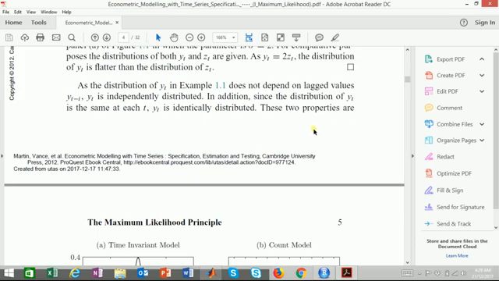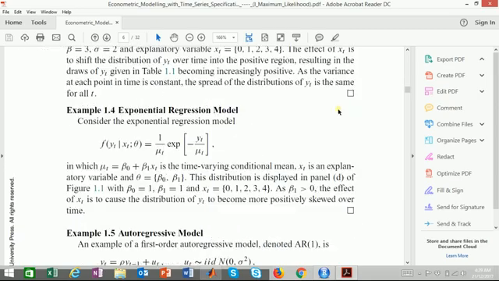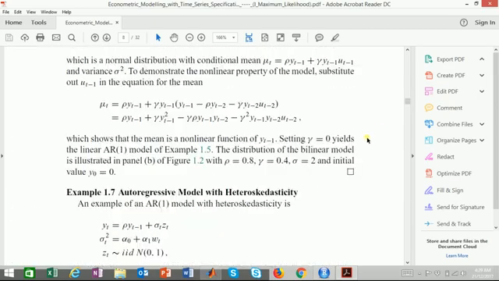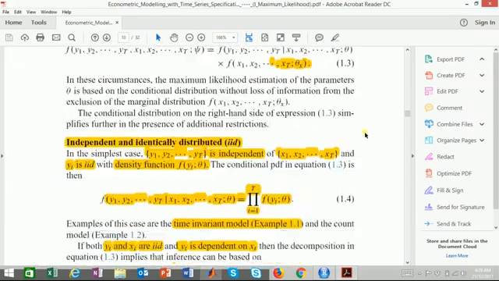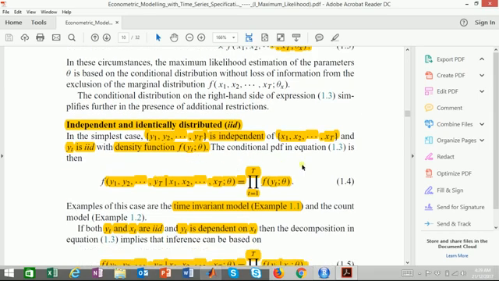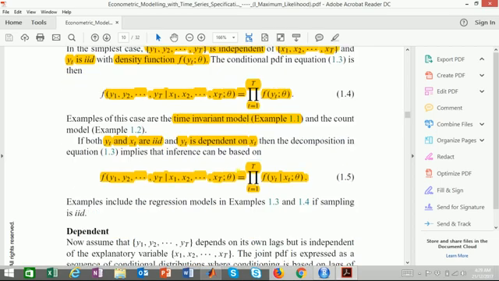So y1 till yT is independent of the explanatory variables x1 to xT, and yt is IID with density function of yt, theta. The conditional probability distribution function is the second part of the previous equation. The time invariant models such as the count model are an example. If both y and x are independent and identically distributed, then yt is dependent on xt, so that becomes the conditional distribution. So the previous one is the marginal distribution, now it's the conditional distribution. That's all.